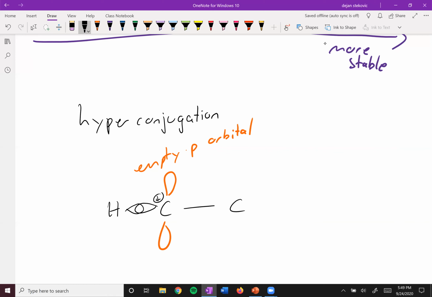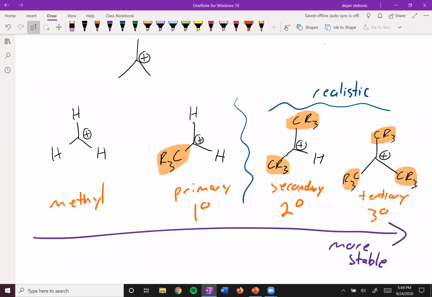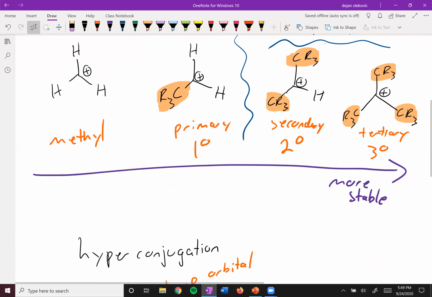But then if we have another carbon attached, we have a hydrogen here, and then a hydrogen here, and then a hydrogen up here with our overlapping sigma bond. What can basically happen is some of these electrons from this bond can be donated into the empty p orbital. And this is called hyperconjugation. The end result, and really all you have to know, is that tertiary carbocations are more stable, secondary carbocations less stable, but still possible to form. Primary and methyl carbocations not very stable at all and highly unlikely to form.